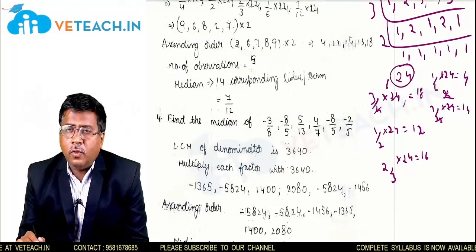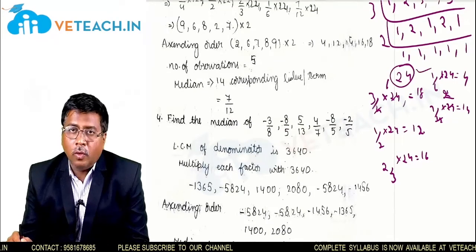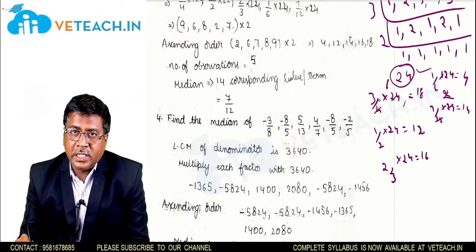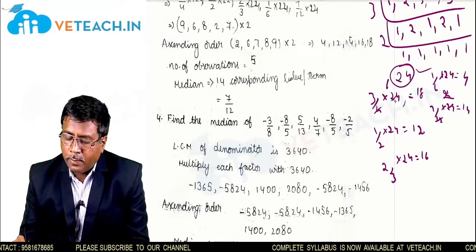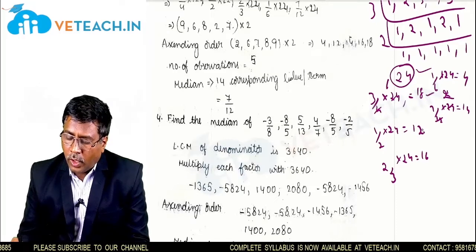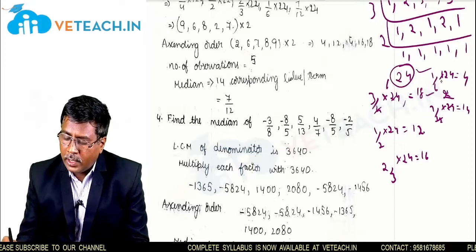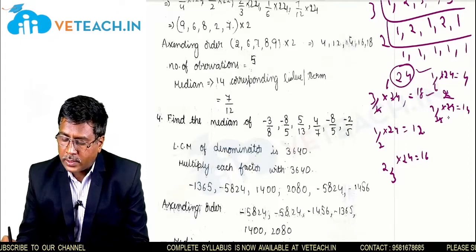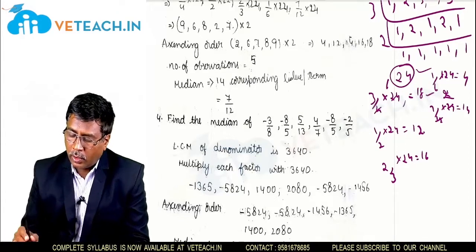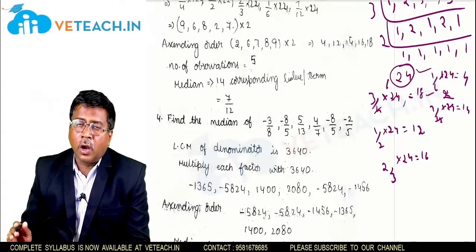Now the LCM of the denominators of these fractions is 24. Now I have to multiply each and every term with 24, that is 3/4 into 24 is equal to 18, and 1/2 into 24 is 12, and 2/3 into 24 is 16, and 1/6 into 24 is 4, and 7/12 into 24 is 14. Whatever answers we get here, we can arrange in ascending order.